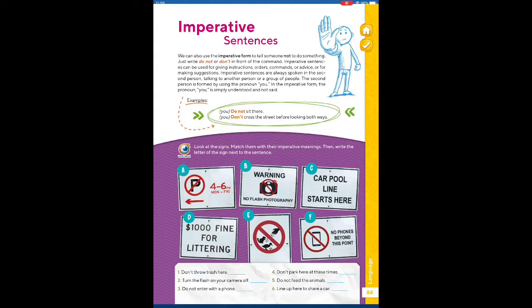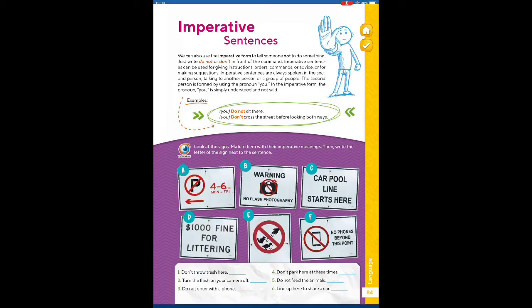Imperative sentences. We can also use the imperative form to tell someone not to do something. Just write do not or don't in front of the command. Imperative sentences can be used for giving instructions, orders, commands, or advice, or for making suggestions. Imperative sentences are always spoken in the second person, talking to another person or a group of people. The second person is formed by using the pronoun you. In the imperative form, the pronoun you is simply understood and not said.